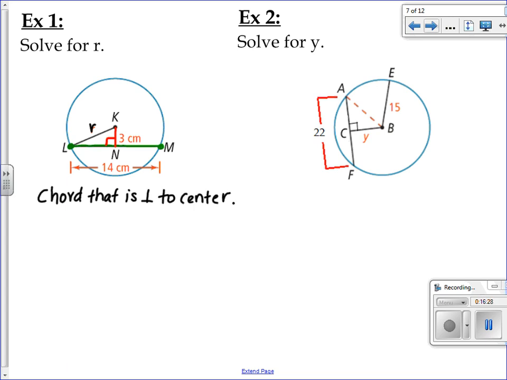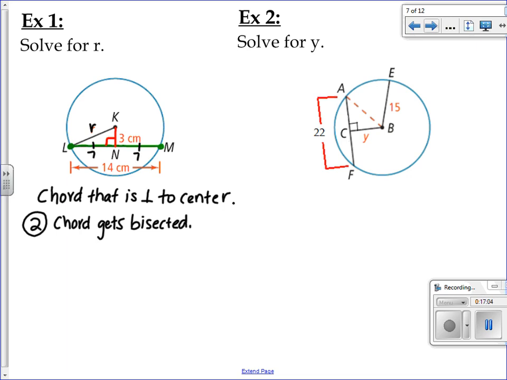So which of those three center properties is this one talking about? This is talking about the second property. I'll just put a little number 2 here. And according to that second property, when this happens, the chord gets bisected, which means it's split in half. So I can actually label that chord LM is going to get split in half. Now we're given that the entire length of LM is 14. So when it's split in half, they're each going to be 7.